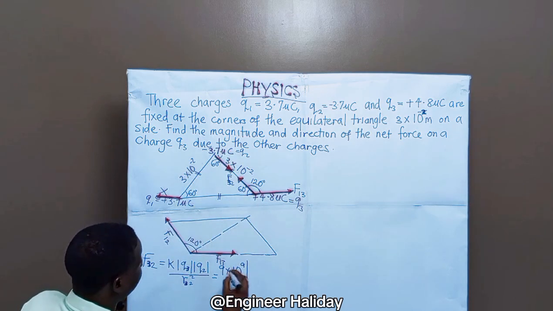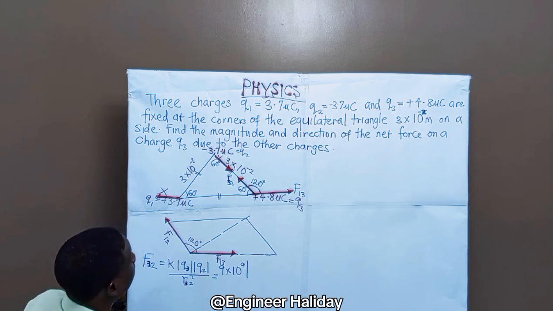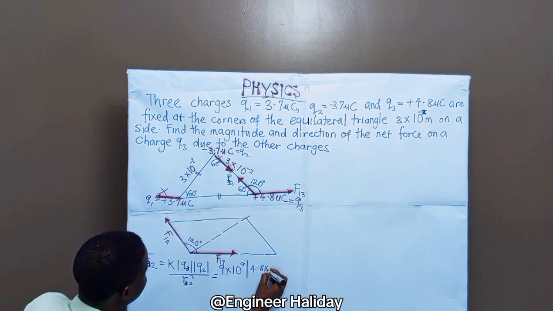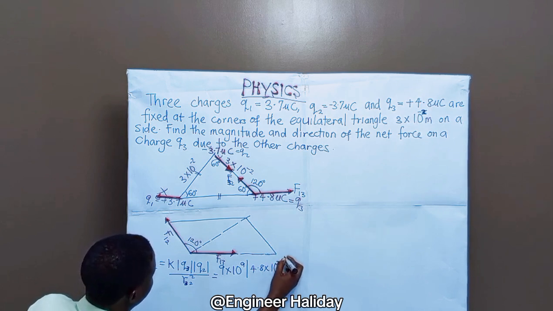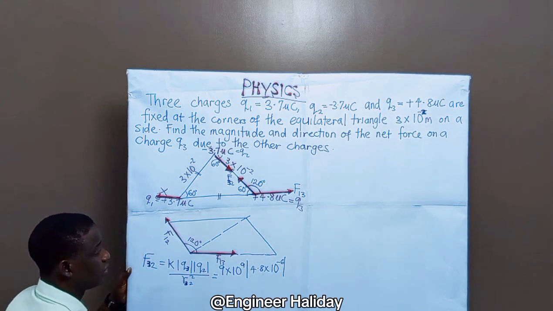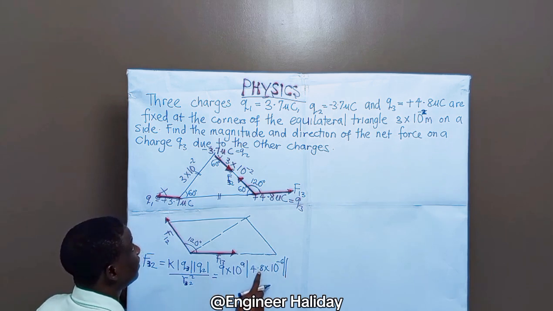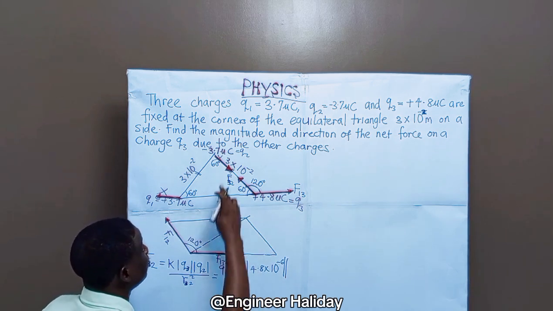So we are going to have Q3 as 4.8 times 10 raised to the power of minus 6. Then what about Q2? Q2 is supposed to be what?